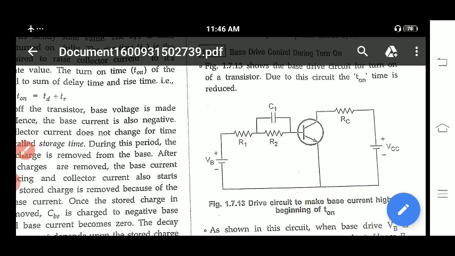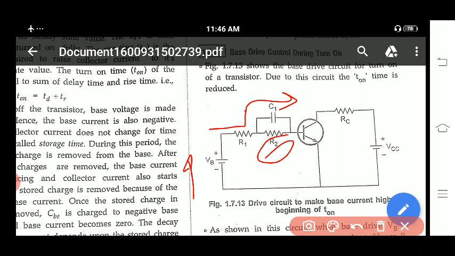How can we apply IB peak? Here we have VB, R1, R2. Let's consider that when we apply VB, current starts to flow from VB to R1. Then, whether it will select the R2 path or the C1 path, it will select the C1 path, because R2 offers resistance. Whenever a capacitor is not charged at all, it works like a short circuit. So you get a lower resistance path through C1. So initially we get IB peak, through the path VB to R1, R1 to C1.